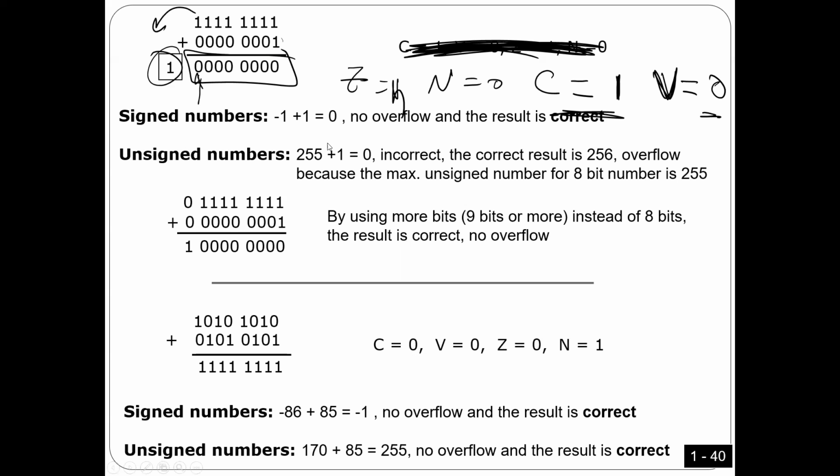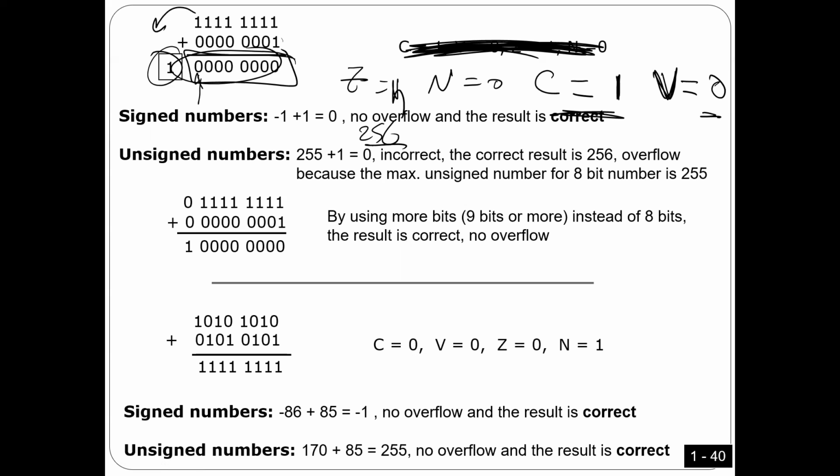Now let's look at if they are unsigned. In case of unsigned, this number is 255. This one is 255 plus 1. I got 0. Actually, the correct answer should be 256. But 256 exceeded the limit because my limit is 255. That's why I got the wrong answer. I got 0. 255 plus 1, I got 0, right? Because it's wrong. Okay, guys?